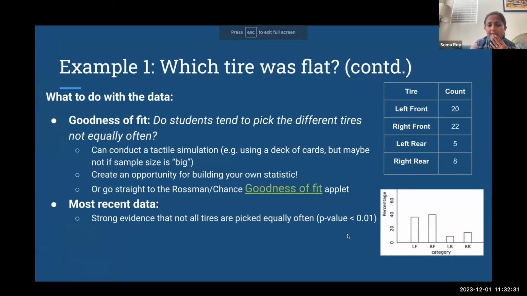Again, we see there's pretty strong evidence that not all tires are picked equally often. And this you could have already predicted. If you've already seen the 1 proportion, you know that they're not getting picked equally often.